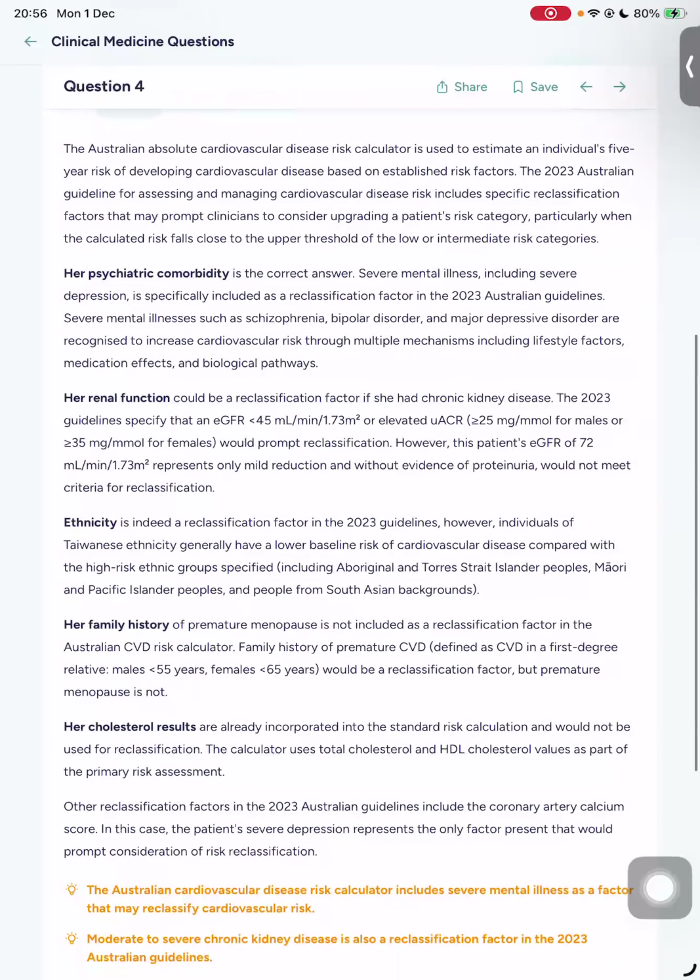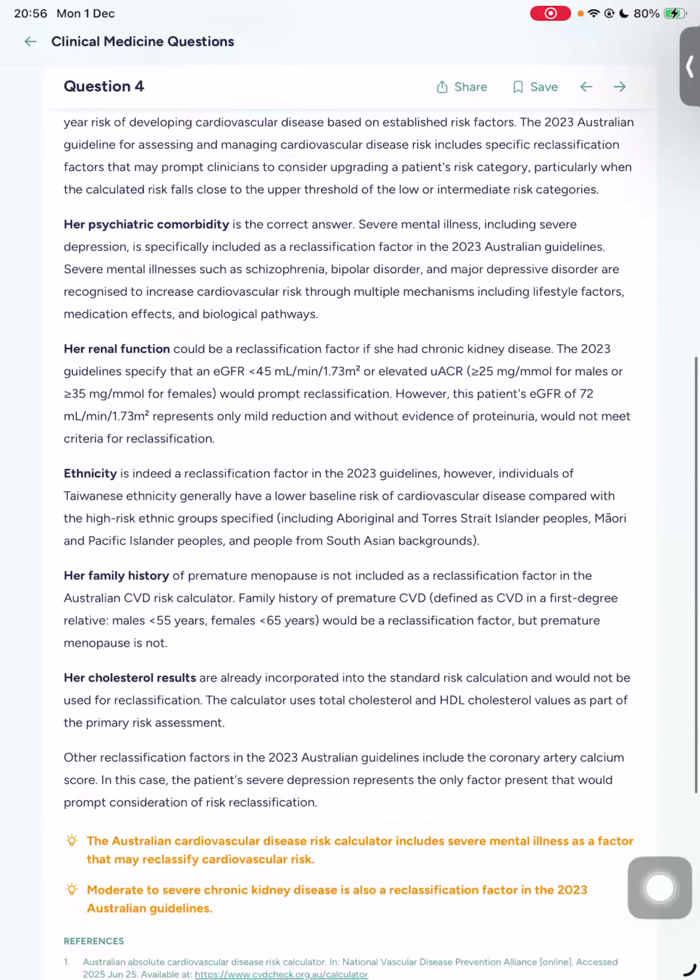So here, psychiatric comorbidity is the correct answer. Severe mental illness, including severe depression, is specifically included as a reclassification factor in the 2002 Australian guideline. We are still using that. Severe mental illness such as schizophrenia, bipolar and major depressive disorder is recognized to increase cardiovascular risk through multiple mechanisms including lifestyle, medication effects, and biological pathways.